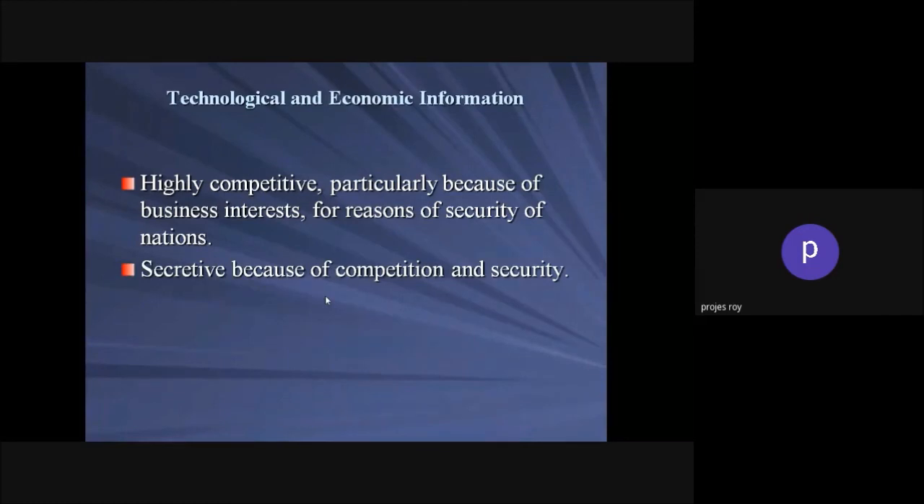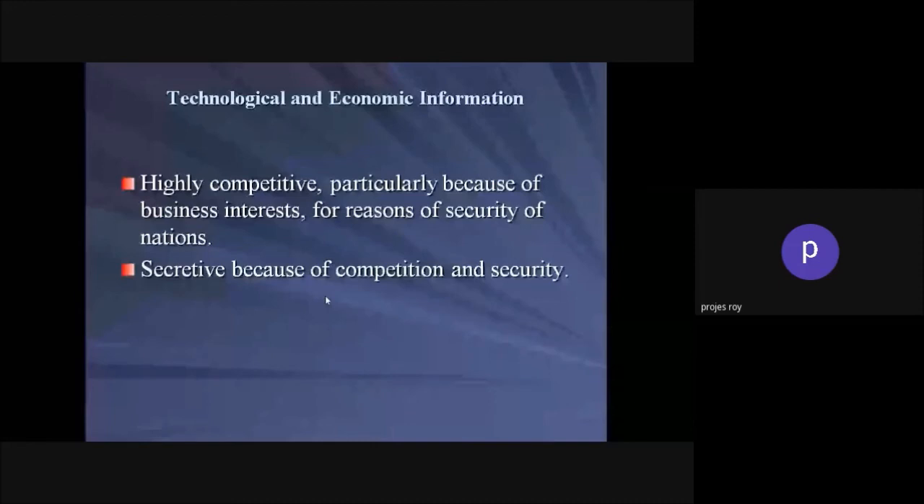Suppose with technology, somebody has created some kind of medicine for defeating COVID-19. If that information is leaked, immediately everybody starts doing that. So it will affect the economy of that particular country. So it is correlated. This is not the only example. There are thousands of examples on why it is so important for the technological and economic information.